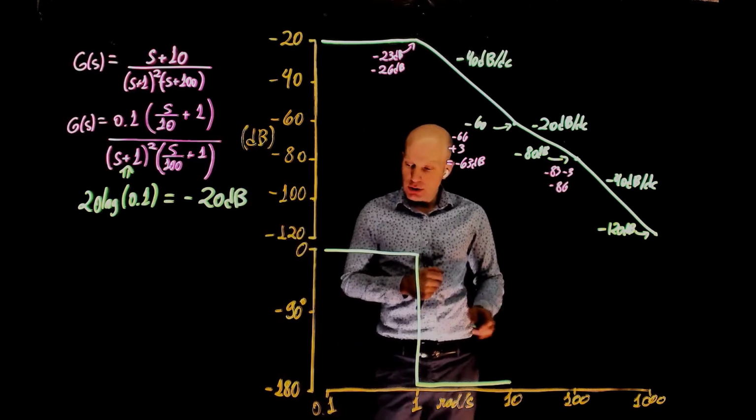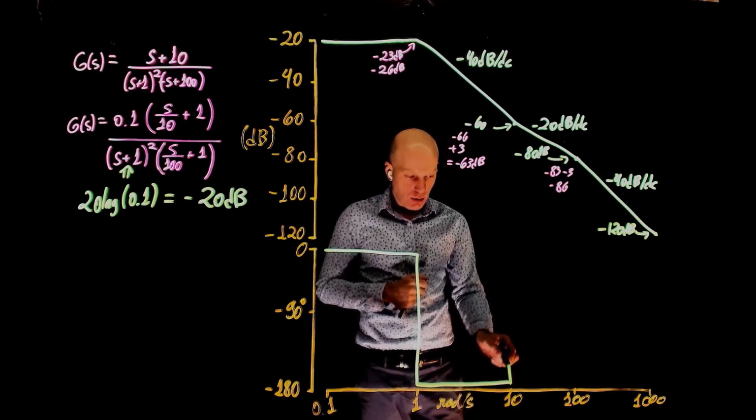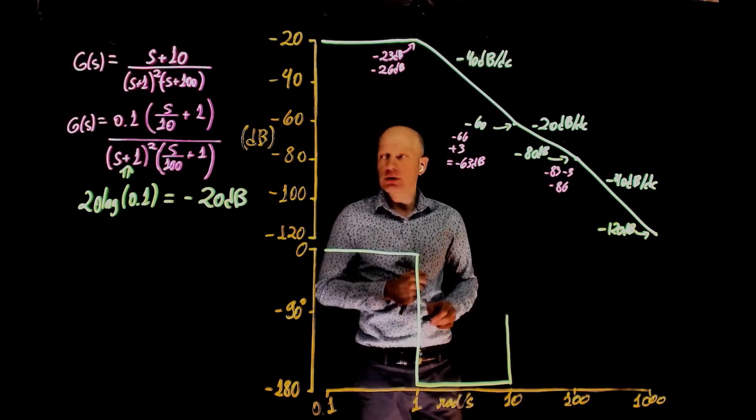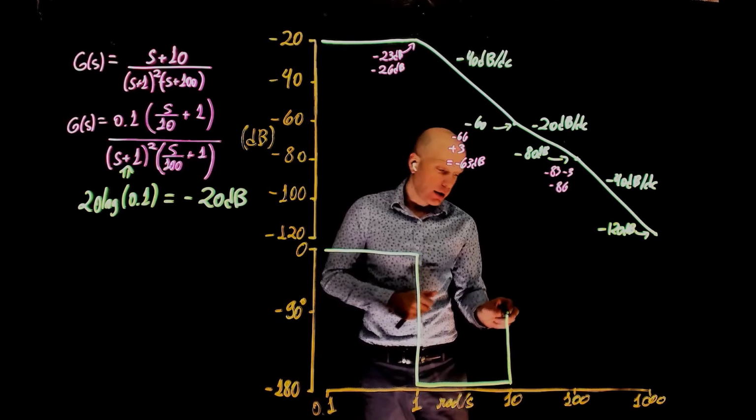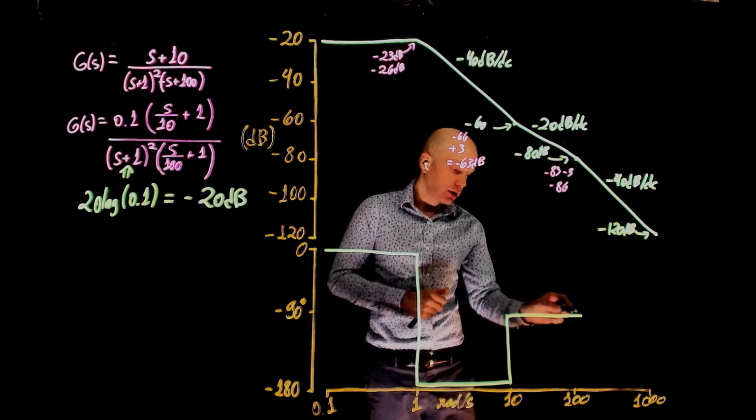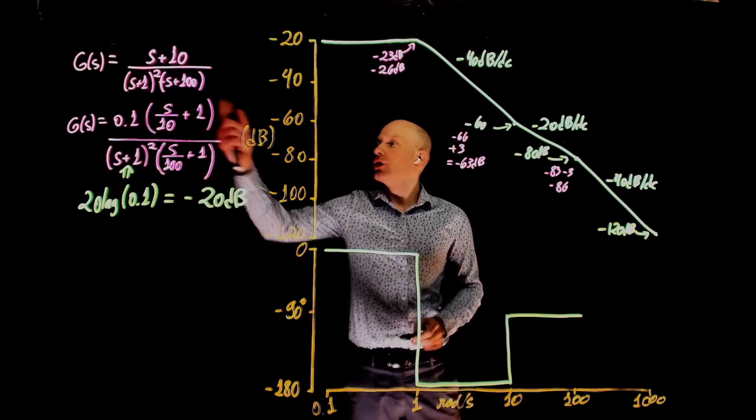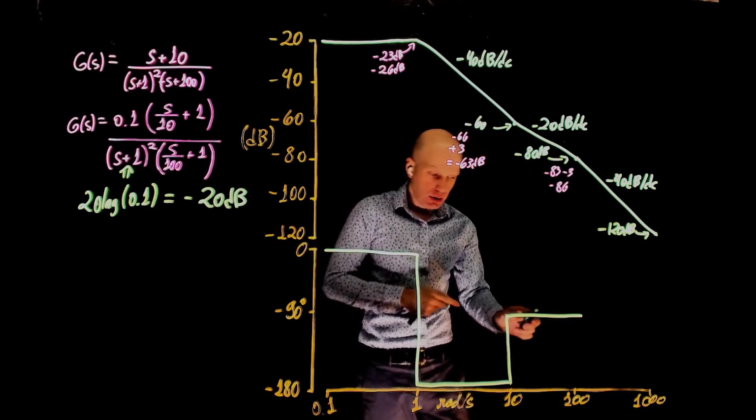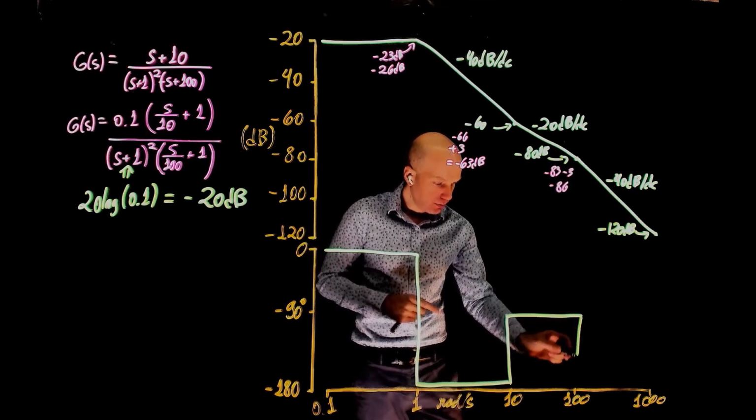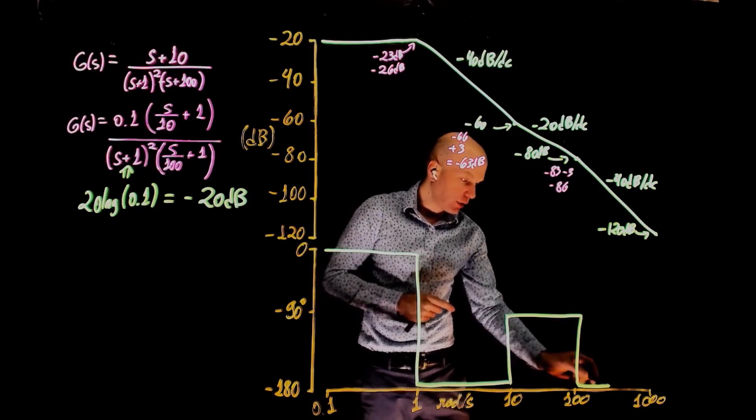This is a 0. The 0 adds 90 degrees, so we go up to negative 90 degrees. And this stays at that value up to the next cutoff frequency, 100. Another pole, another negative 90 degrees, so we go from negative 90 back to negative 180.